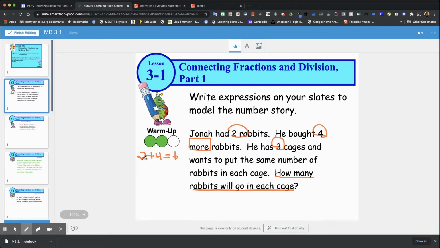So I've started my thinking over here. He had 2 rabbits. He bought 4 more, so I know 2 plus 4, so he has 6 rabbits total. He wants to put 6 rabbits into 3 different cages, so I know that's going to be dividing. He's going to take 6 rabbits and divide them equally among 3. So I know 6 divided by 3 is going to be 2. The answer is going to be 2 rabbits will go into each cage.